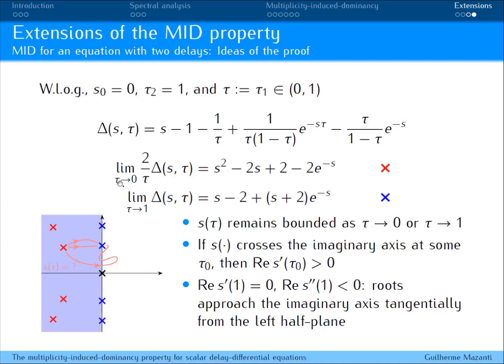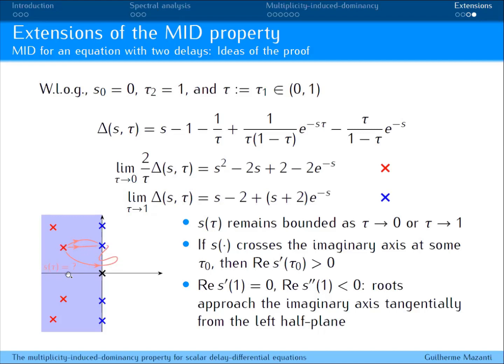So the question is, when tau moves from 0 to 1, does this root here at the origin remain dominant? Does it remain the rightmost one? So the question is also, how do the other roots move? So how does the red root move here to the blue root? It could move like this, or like this.